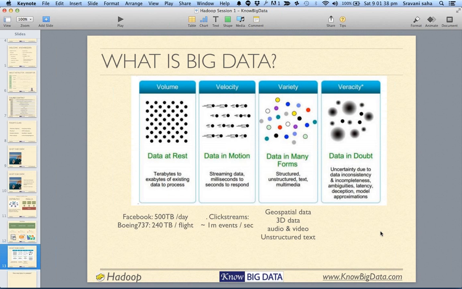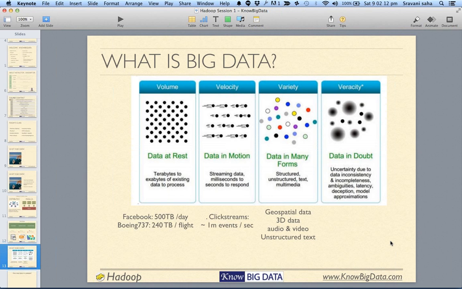So when you use Facebook and you upload data, at the end of day Facebook accumulates a lot of files, lot of data from all the users. That is volume. But to handle such a volume, Facebook would require thousands of servers to store it.